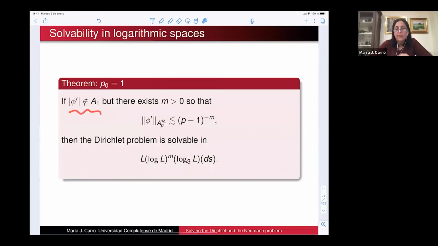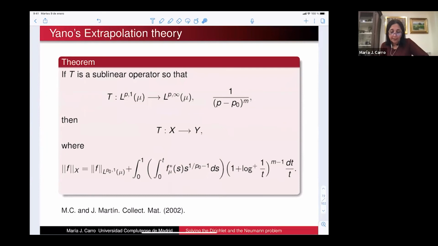So because of that, it is not solvable in L1, but it is solvable if we add some extra integrability in the function. And similarly, for the case p0 bigger than 1, with my colleague Joaquim Martín, we extended the Llano extrapolation result to this situation where p goes to p0. And then we find out that yes, the operator takes some space, which I'm going to define in a moment, into some reasonable space. And what is the space X?